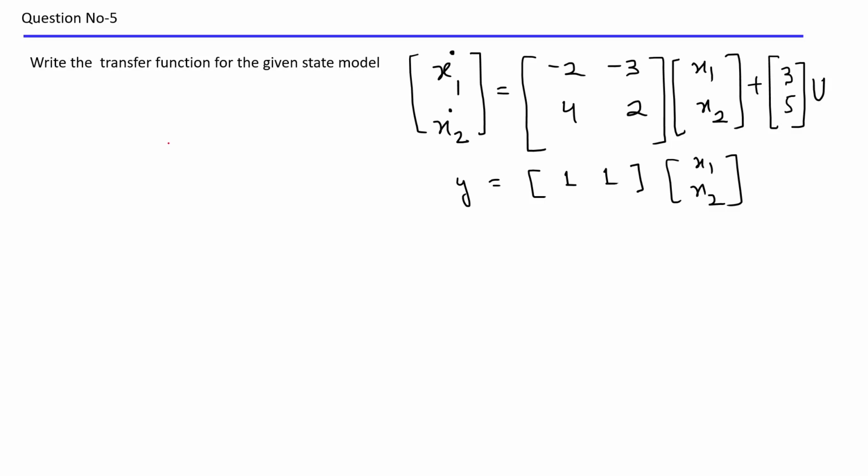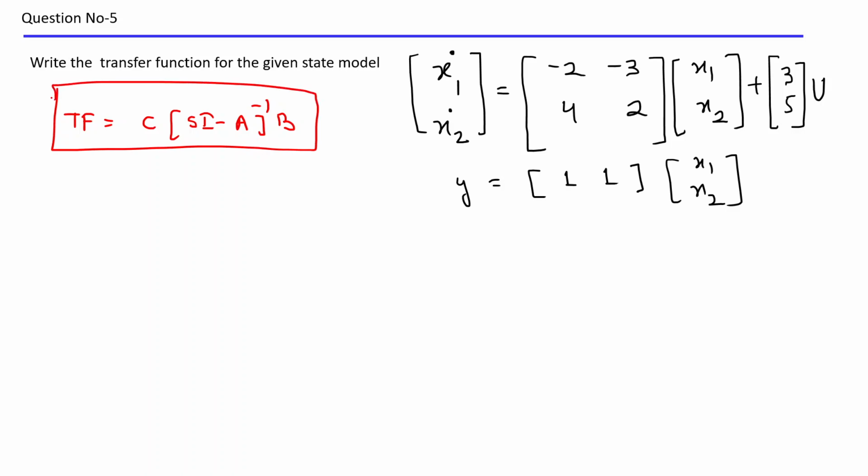Okay, so remember that the transfer function is given by C times (sI minus A) inverse times B. Okay, this is your transfer function. I'm not considering D in any question because I'm assuming that D is 0, because we are dealing with passive elements, not active elements. That's why remember that in any question D will always be equal to 0, in control systems mostly. So that's why this is the transfer function formula.